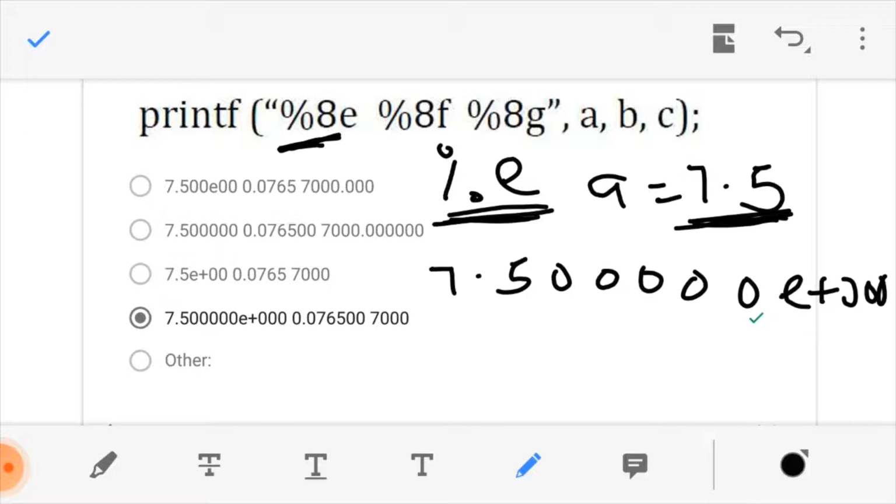Now you have to notice that for the exponential part here, it always has 3 digits, even if it is, let's say, a value point something exponent plus or minus 0 0 something here.